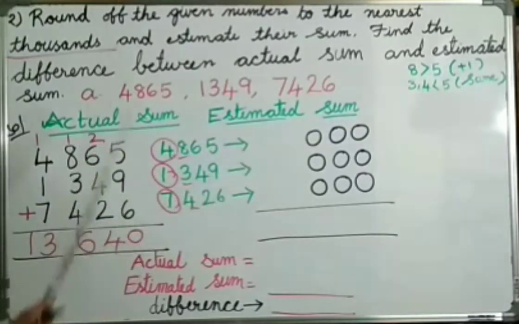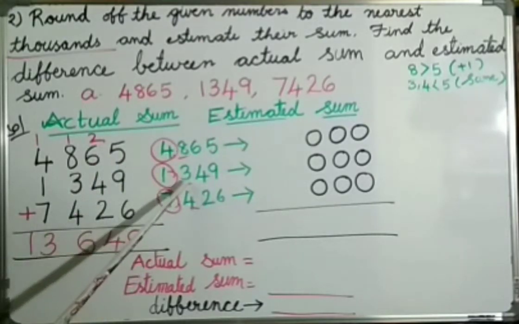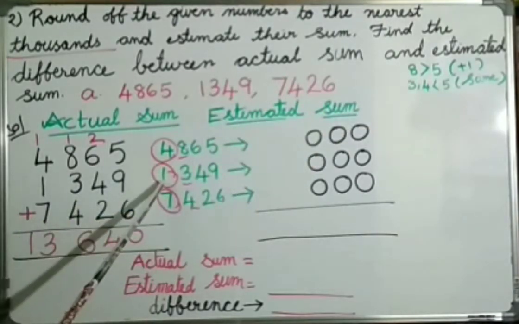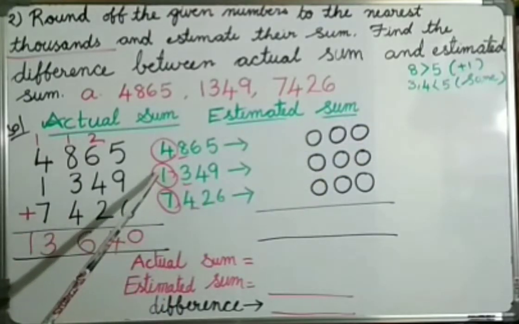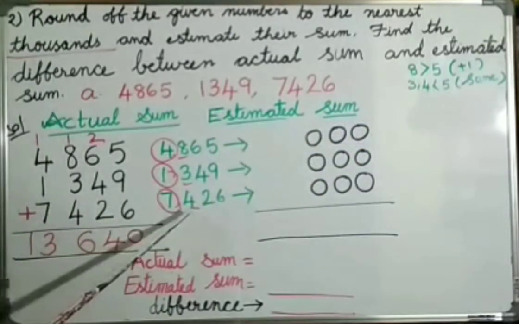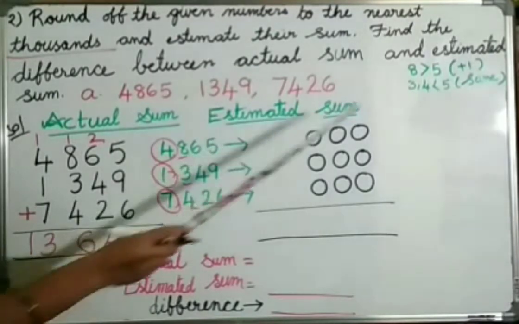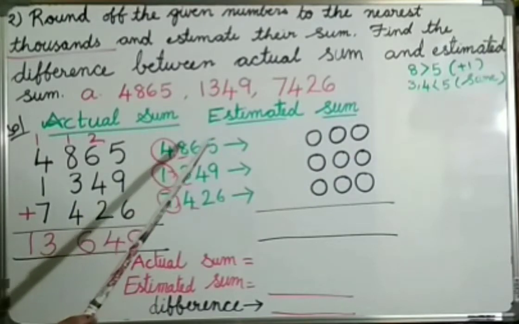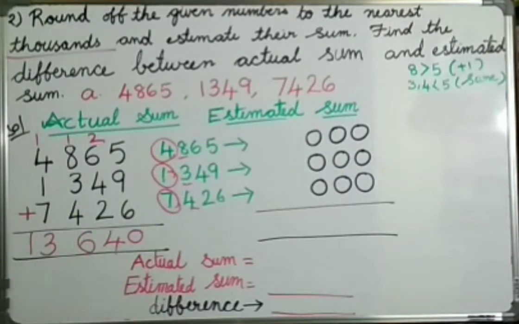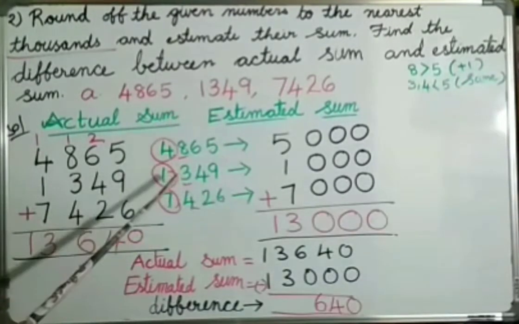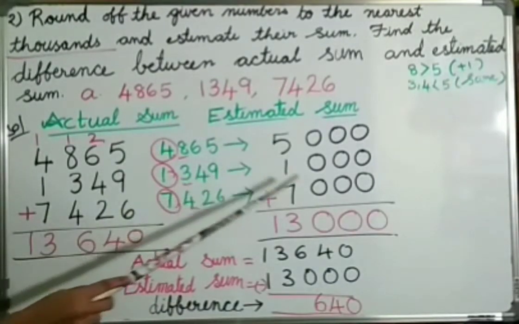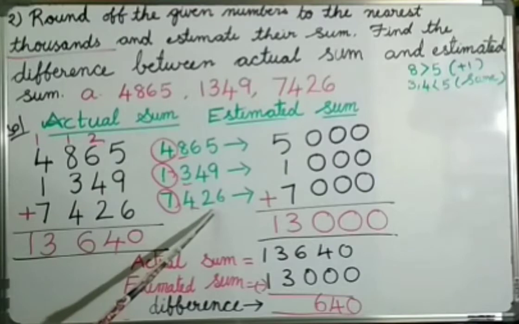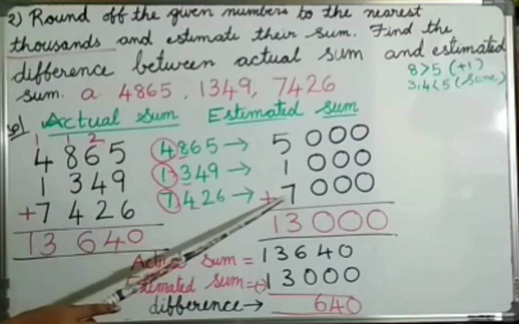So it is 5. Here the digit after the circled digit, that is the hundreds place, is 3. 3 is less than 5, so you have to write the same number in the circled digit. Here it is 4. 4 is less than 5, so you have to write the same number. So now 4865 rounded off is 5000. 1349 rounded off to the nearest thousands is 1000. 7426 rounded off to the nearest thousands is 7000.